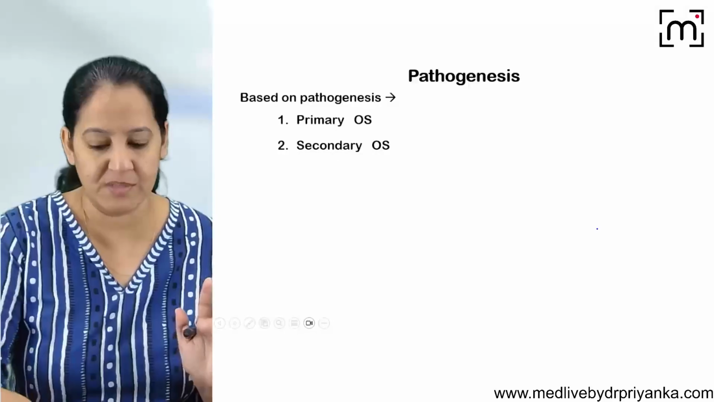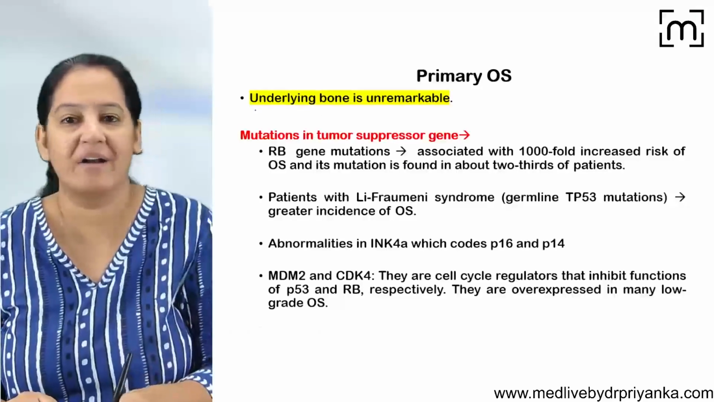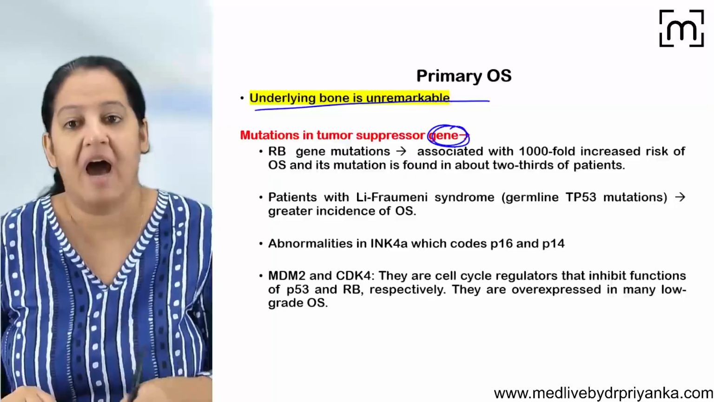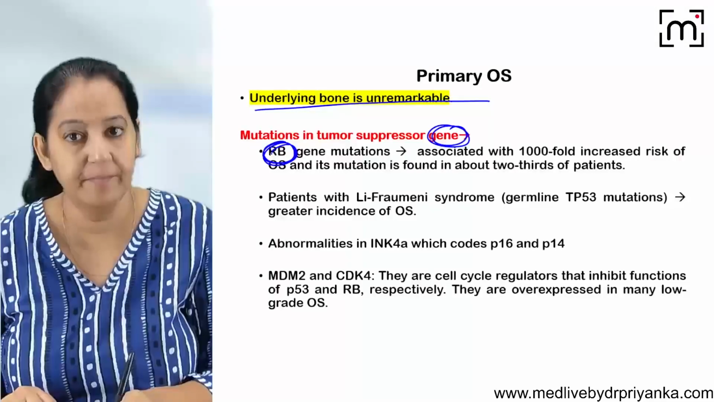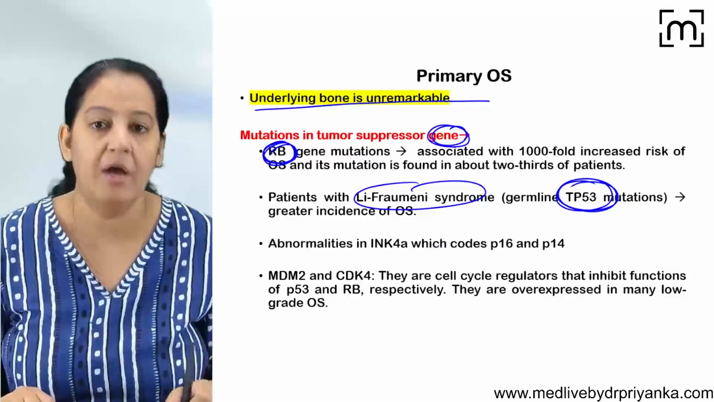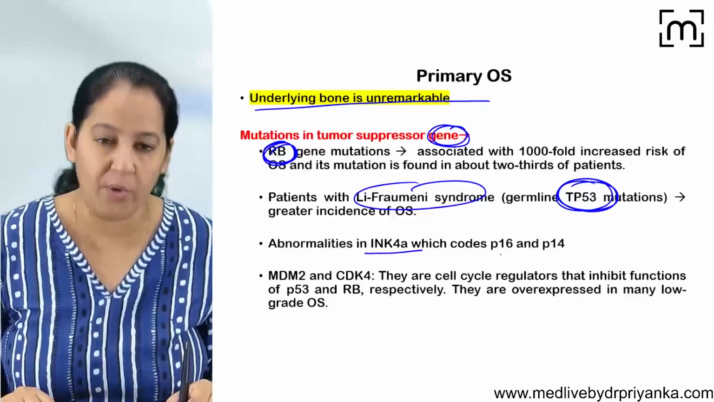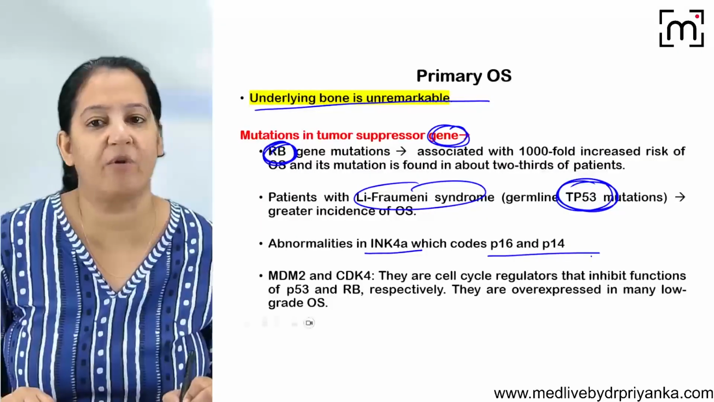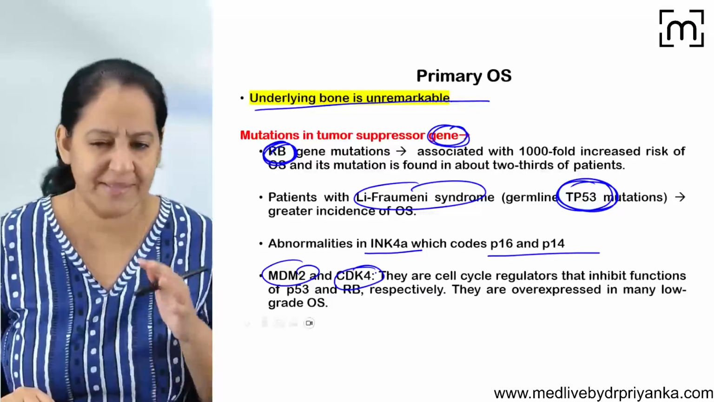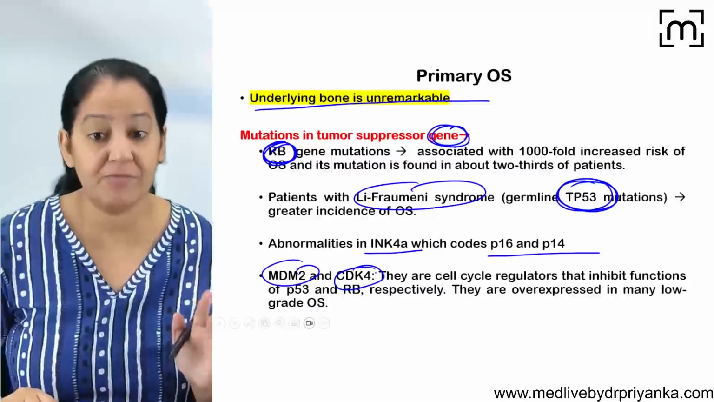Coming to the pathogenesis. What is the pathogenesis? There are 2 types of osteosarcoma, primary and secondary. In primary, the underlying bone is unremarkable. It occurs due to mutation of certain genes. Which gene? Either mutation occurs in the retinoblastoma gene, or there is Li-Fraumeni syndrome, that is mutation of the P53 gene, or there is mutation in INK4A, which codes P16 and P14 proteins, or there can be mutation in MDM2 or CDK4. So you can see the mutations, but the most common mutation is in the retinoblastoma gene. So this is primary osteosarcoma.